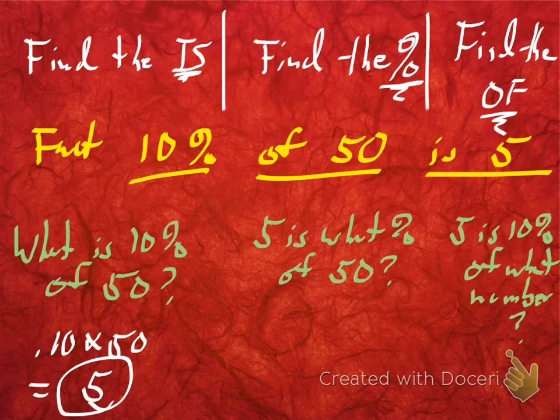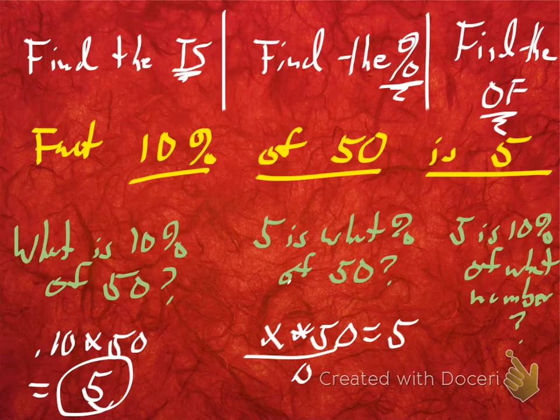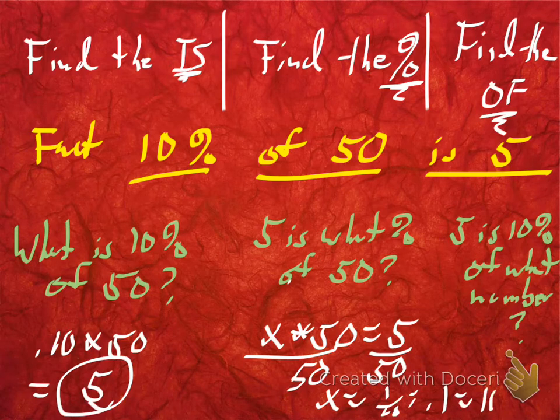So what we're going to do is set it up. Percent of 50 is always going to go on one side of the equation. The percent is what we don't know. Of means times 50. And we know that that is equal to 5. So we're going to set that equation up. We're going to divide both sides by 50. I'm going to get x equals 5 over 50, which is 1/10, which is 0.1, which is 10%, right? So there we go, we found the percent.